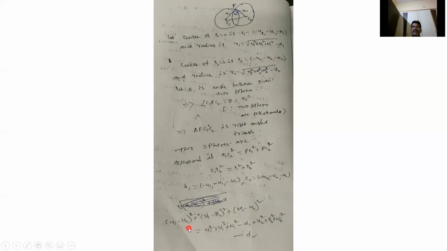So finally we are getting C1C2 as the square root of (u1 minus u2) whole square plus (v1 minus v2) whole square plus (w1 minus w2) whole square. We know that the radius R1 is the root of u1 square plus v1 square plus w1 square minus d1, so R1 square is u1 square plus v1 square plus w1 square minus d1. R2 square is u2 square plus v2 square plus w2 square minus d2.